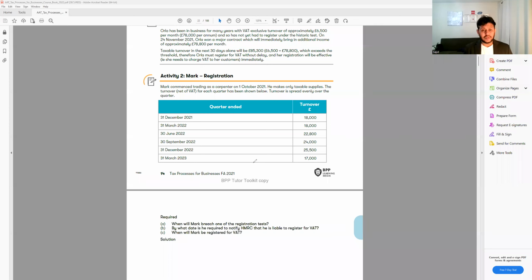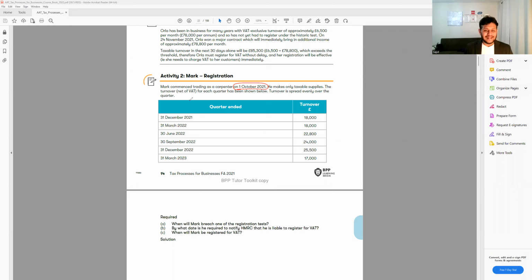The first thing we have to look at here is what information we have about when he needs to register for the VAT. Trading started on 1st of October 2021. And he makes only taxable supply, so you don't have to worry about whether he makes any exempt supply, we don't have to take it out. No, we don't have to worry about that.